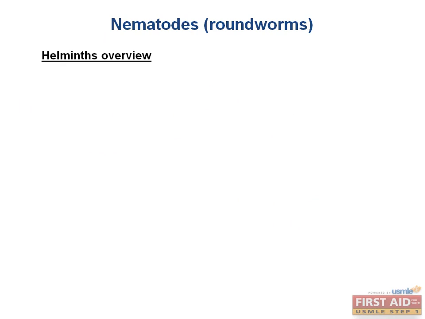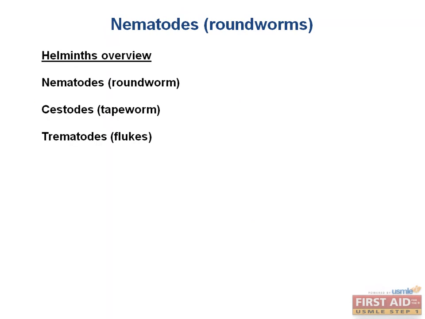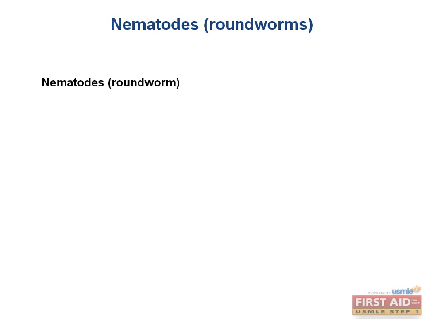There are 3 types of helminths: nematodes, which are roundworms, and 2 types of flatworms, namely cestodes or tapeworms and trematodes, also known as flukes. Let's start with nematodes, which we've broken down into those that cause intestinal infections and those causing tissue infections.